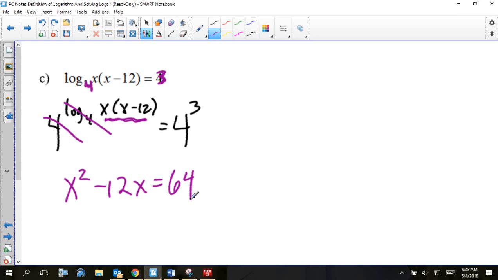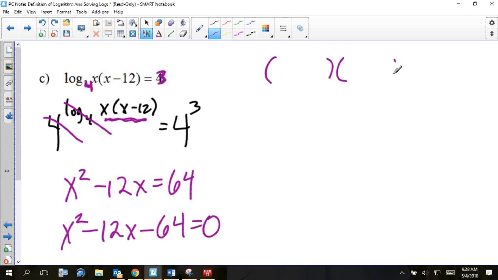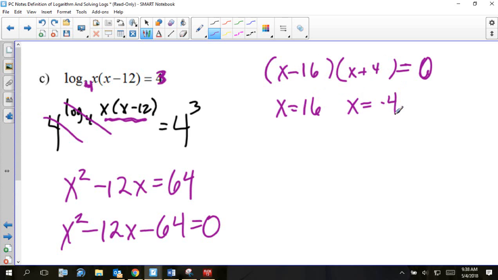We just solved for x. How do you solve for x when you have an equation like that? Subtract 64, so it says equals 0. See if it can factor. What if it can't factor? Quadratic formula or complete the square. The original one didn't factor. We had to change it. So I get two answers.